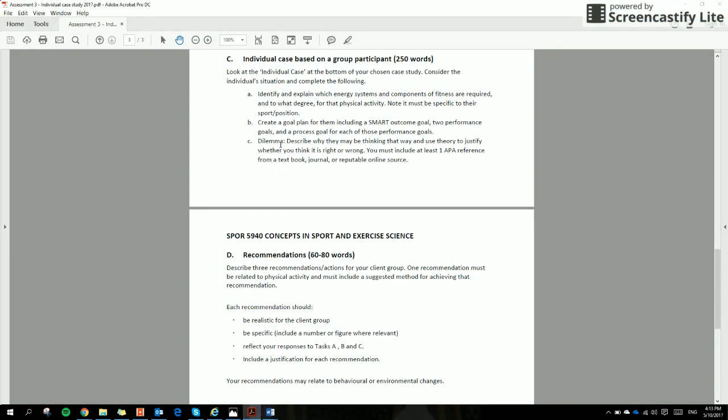The dilemma, I just want to quickly touch on that. I've tried to pick common dilemmas that people often think. Sometimes they're accurate and sometimes they're not, and it's up to you to figure out whether their dilemma is accurate or not. So you need to describe why you think they're thinking that way, and then you need to use theory to justify whether you think it's right or wrong.